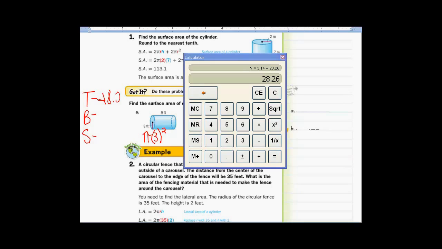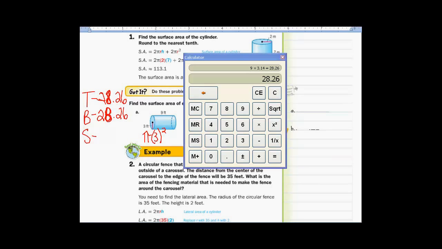Sorry, 28.26. Pen's not cooperating today. Maybe it's my hand. I don't know. 28.26, 28.26. That's what we've got going on there.